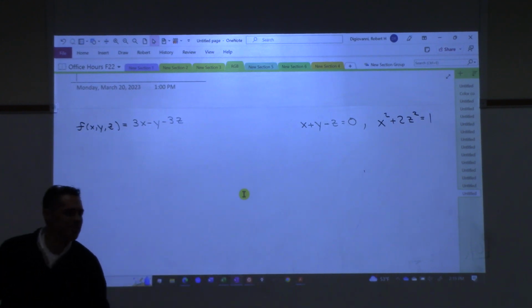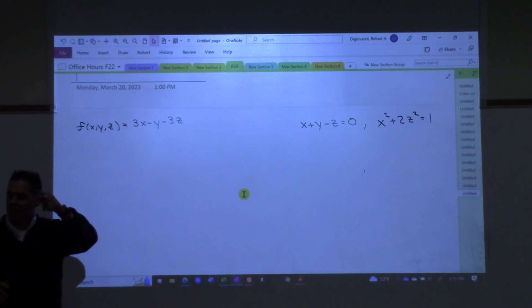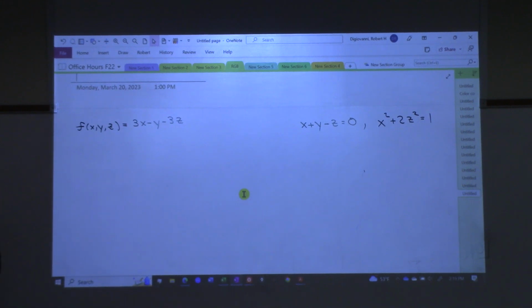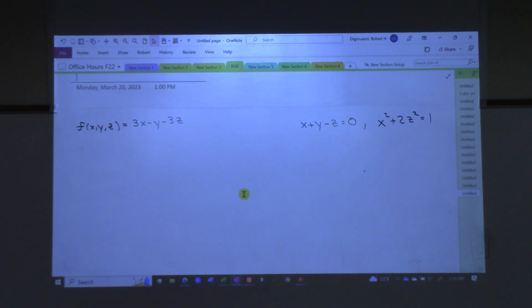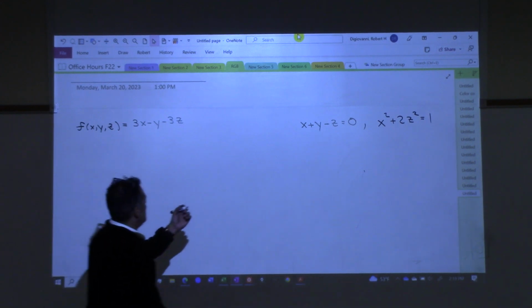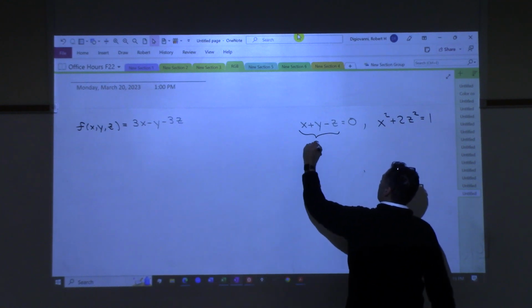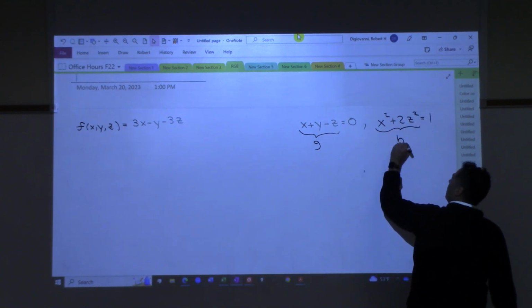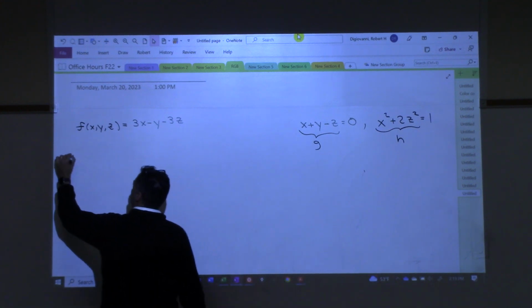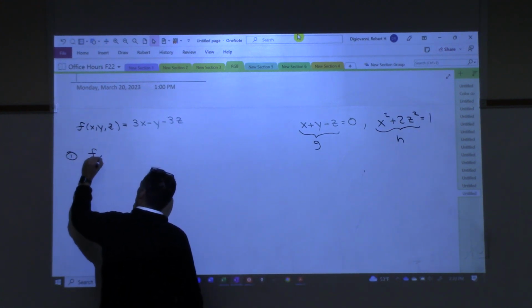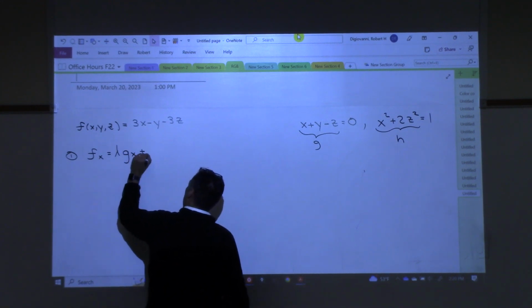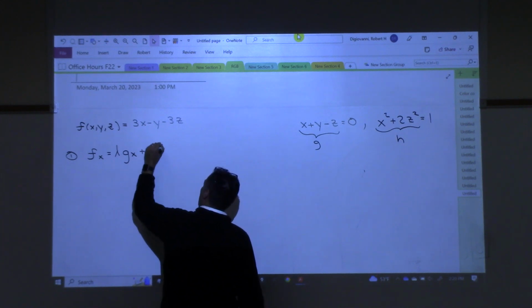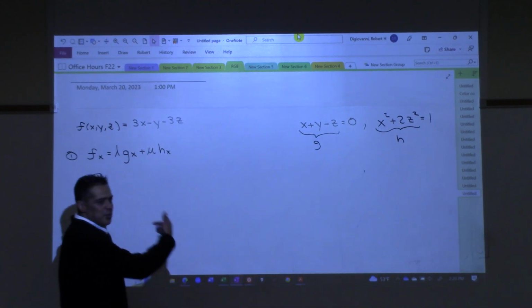So we've got an ellipse, and we've got a plane. And where those two come together, that's the only points you're allowed to look at. And we want to know with those points what makes this the biggest. All right, so this is going to be my g function, and this right here is going to be my h function. So the first equation that I need is the partial of f with respect to x must be equal to lambda times the partial of g with respect to x plus mu times the partial of h with respect to x. Let's just do that one first.